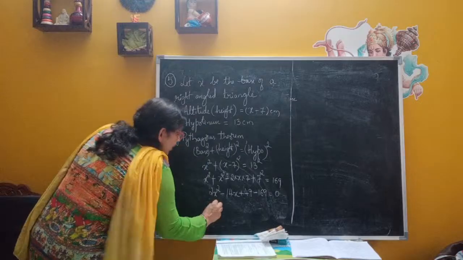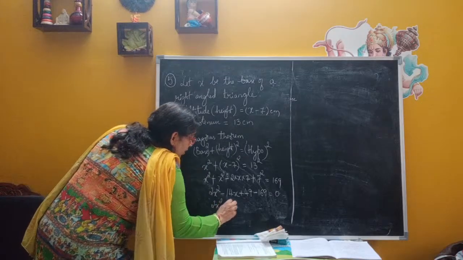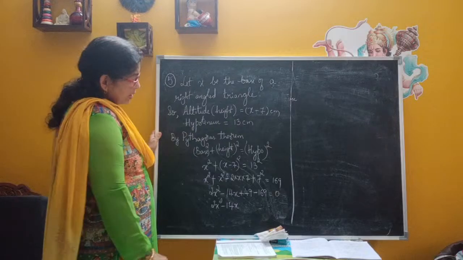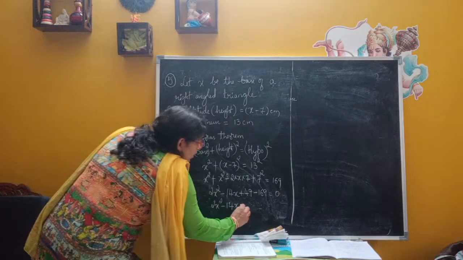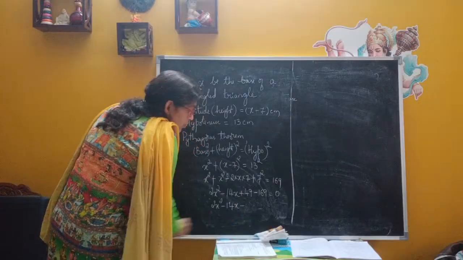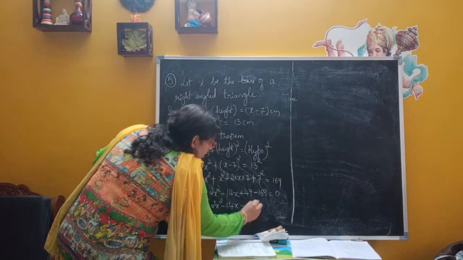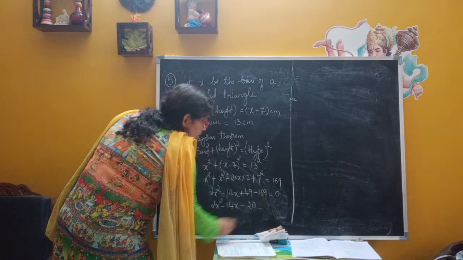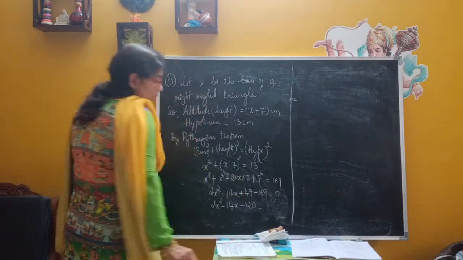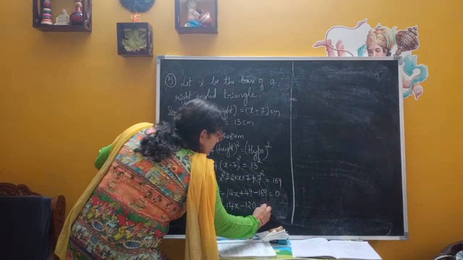Okay. So 2x square minus 14x, 49 minus 169 or 169 minus 49. What do we get? Greater number is 169, it has minus sign. So 120, minus 120 is equal to 0.